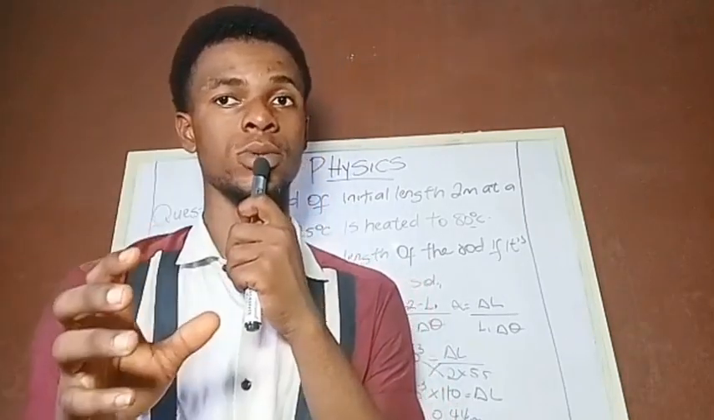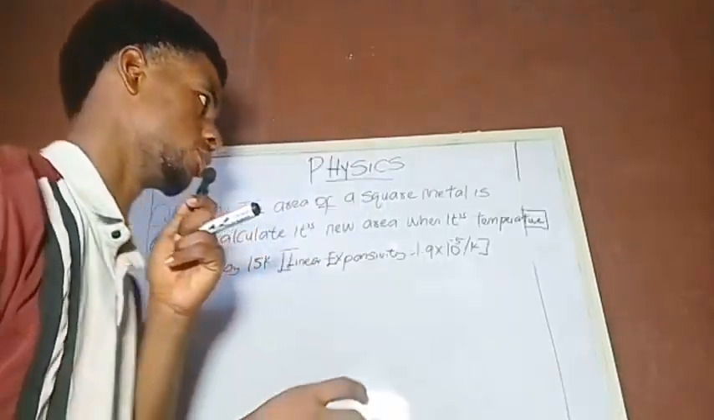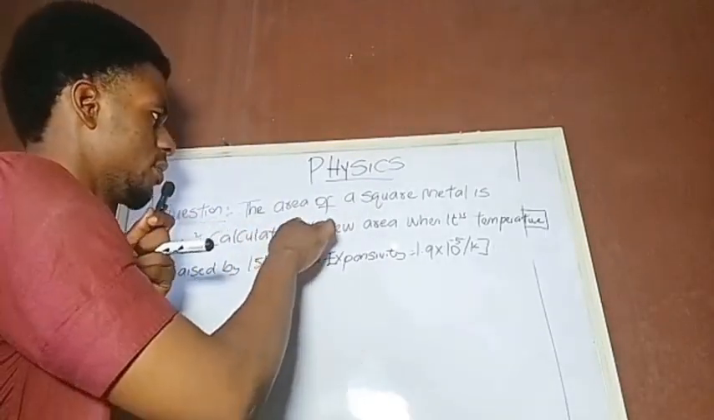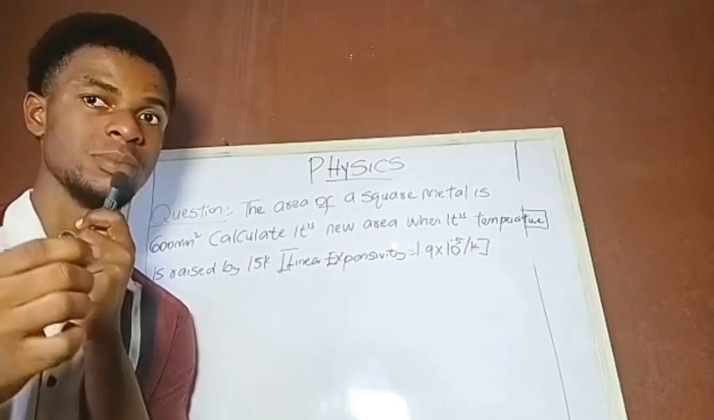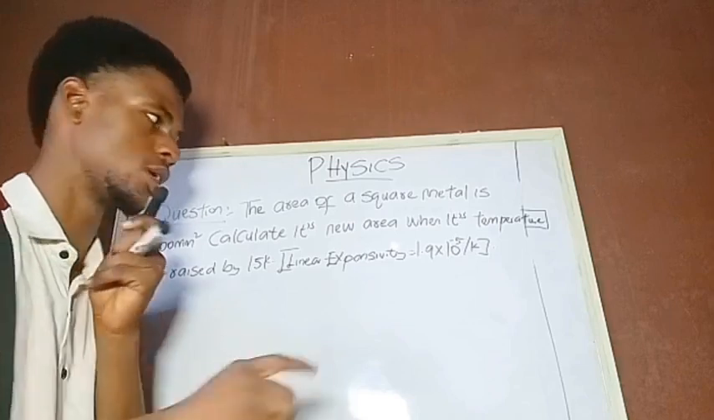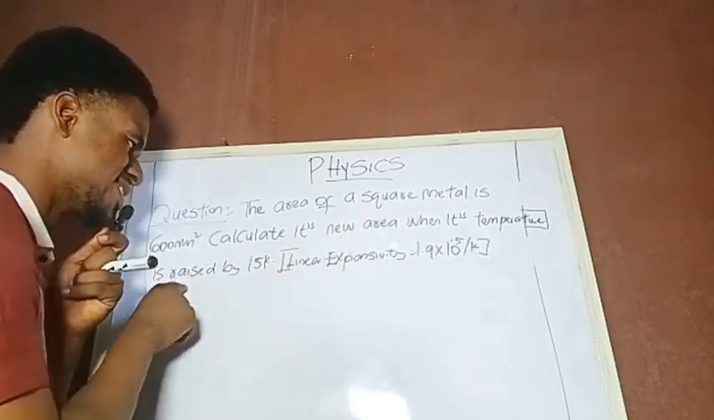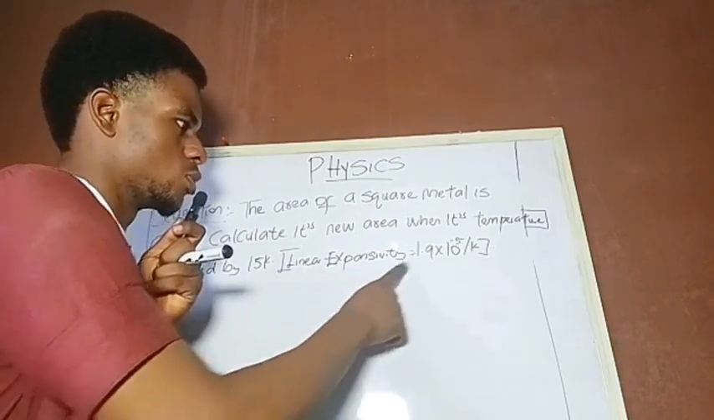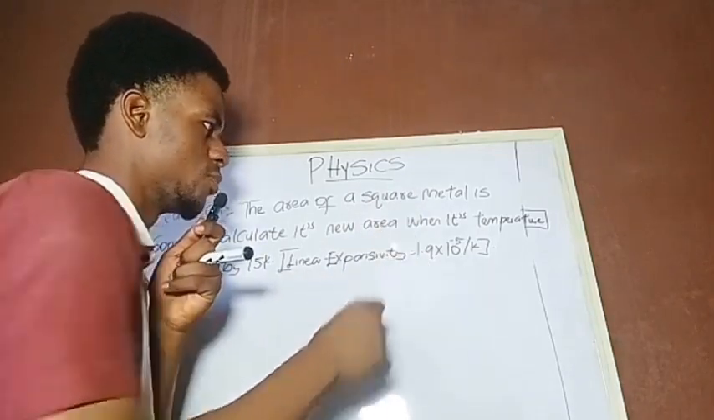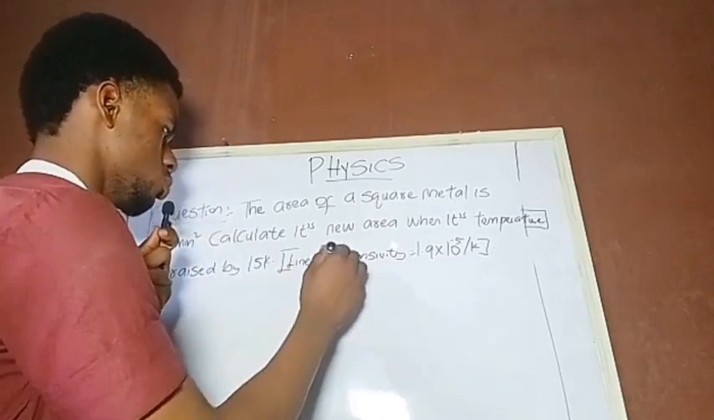Now, let us look at a question under the areal expansivity. They said the area of a square meter is 600 millimeter square. Pay attention. Calculate its new area when its temperature is raised by 15 Kelvin. Linear expansivity equals 1.9 times 10 raised to the power of minus 5 per Kelvin. Now, solution.